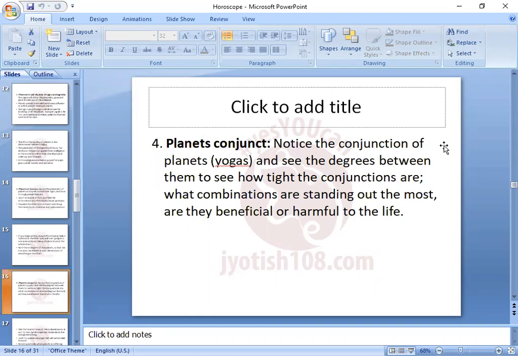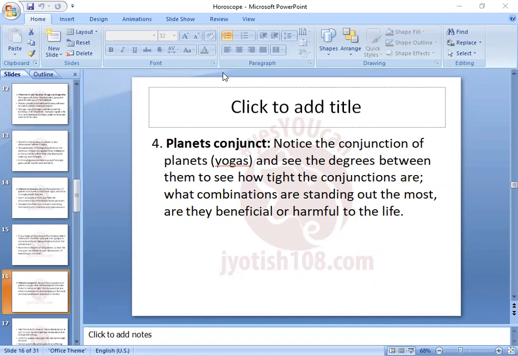But you have to see the degrees in which Moon and Saturn are placed. Okay, for example, Swami Vivekananda had a Vish Yoga, which is a common name for Moon and Saturn. But then he was not impacted by it. Why? Because Moon and Saturn were placed almost 20 degrees apart from each other. Okay, so that is how these conjunctions work.